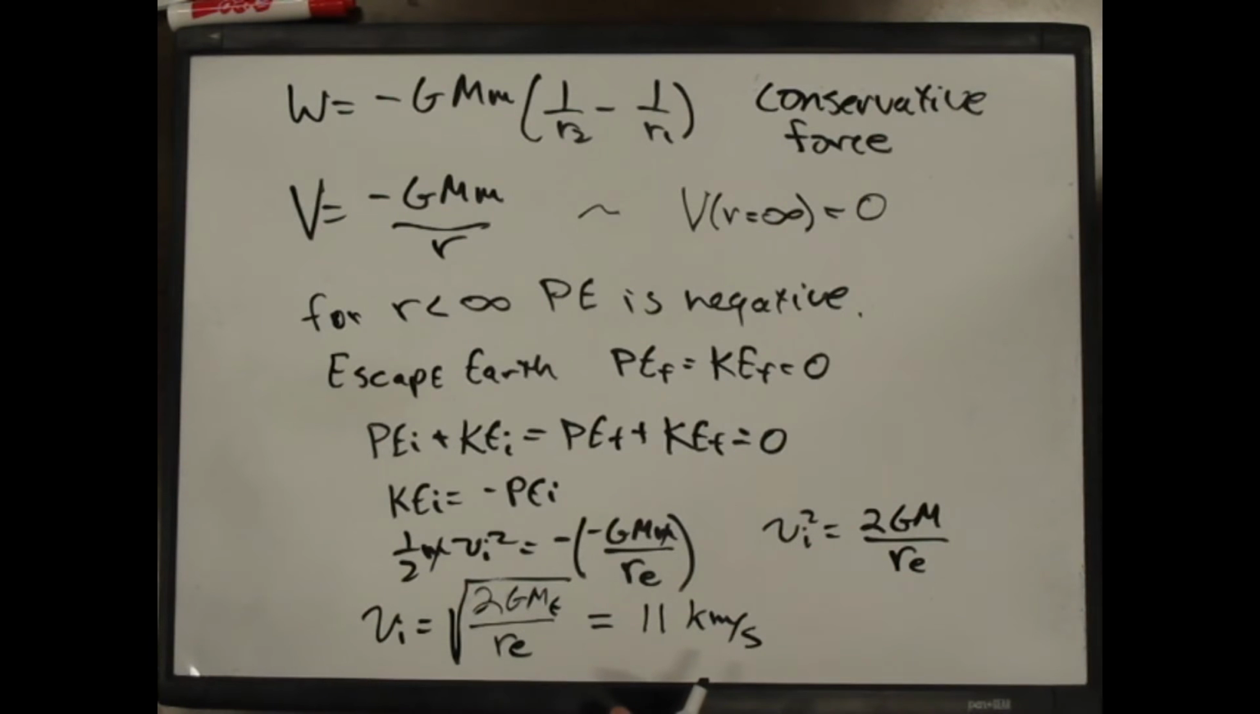So you could do that for leaving the sun or leaving anything. Notice, by the way, that you can kind of see that if you take an object and make it more and more compact, in other words, you keep its mass the same, but you make its radius smaller, the velocity has to increase. This is called the escape velocity, right?